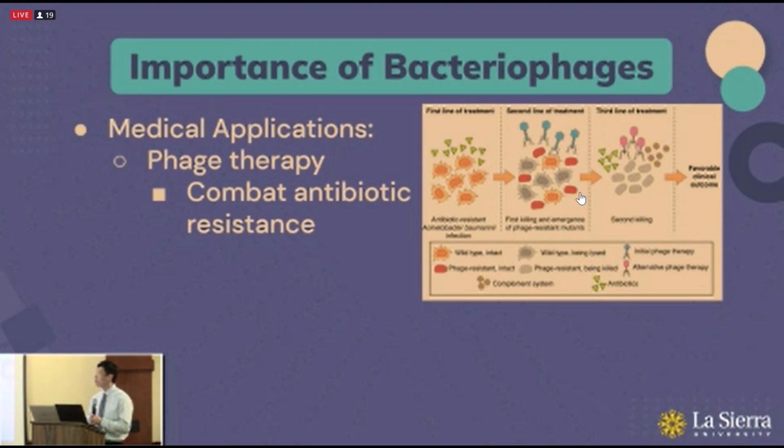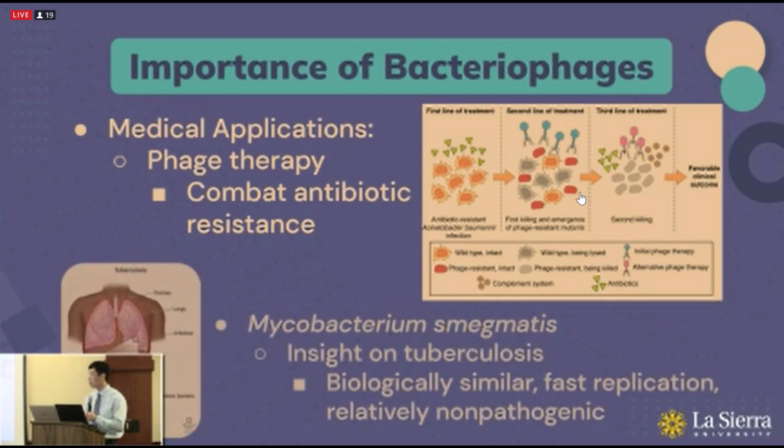Now I mentioned that there is a particular significance in studying a phage that infects Mycobacterium smegmatis. And that is because it is biologically similar to the bacteria that causes tuberculosis, which is called Mycobacterium tuberculosis, very similar sounding name. Due to this biological similarity, as well as M. smegmatis's fast replication and relative non-pathogenicity, it serves as a really good model in order to study tuberculosis and other similar bacterial diseases.